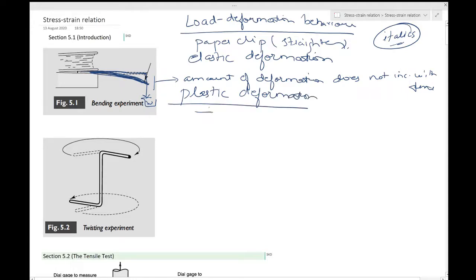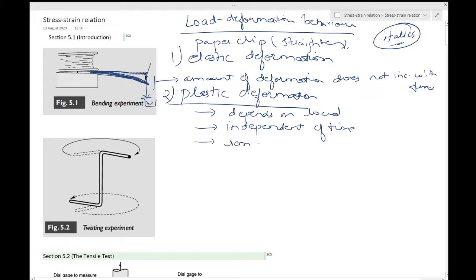So how is it defined? This is the second part, and again it's in italics. It is defined as a deformation which depends on load, clearly. The more load you apply, the more deformation happens. So it depends on the load. And other than that, it is independent of time. And the most important part, it remains on release of load.